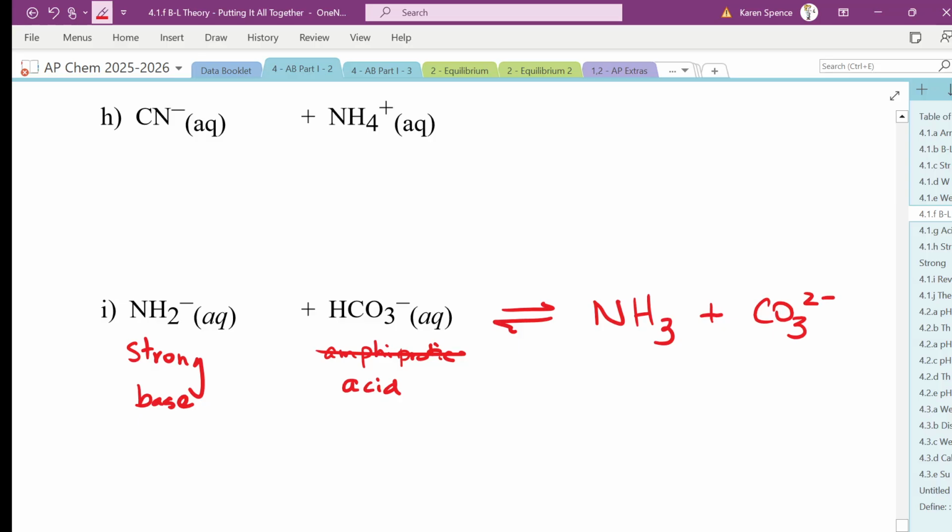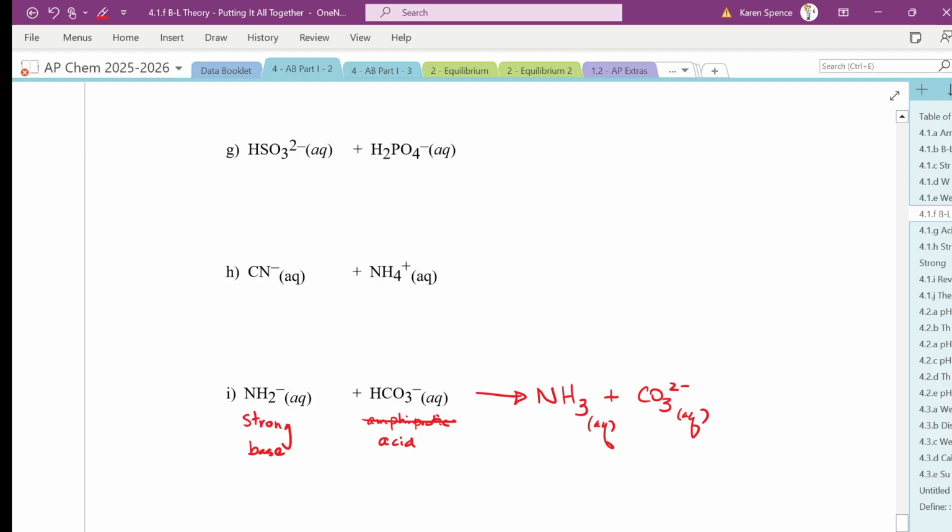What mistake have I made? State. Hold on, I couldn't hear any of you. Goes to completion, yes it does, because if you've got a strong base, it will rip all the hydrogens off of whatever it is, okay? And I didn't write the state, so this will be aqueous and this will be aqueous.